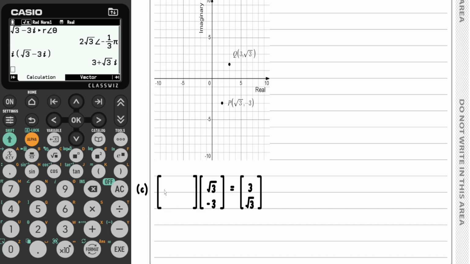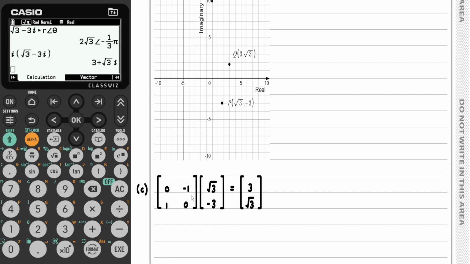Now, if we think about our first row, we could have 0 and negative 1. That's because if I multiply 0 times root 3 and add that to negative 1 multiplied by negative 3, I get 3. And for my second row, I would have 1 and 0. And that's because if I multiply 1 by root 3 and add on to that 0 multiplied by negative 3, I end up with root 3.